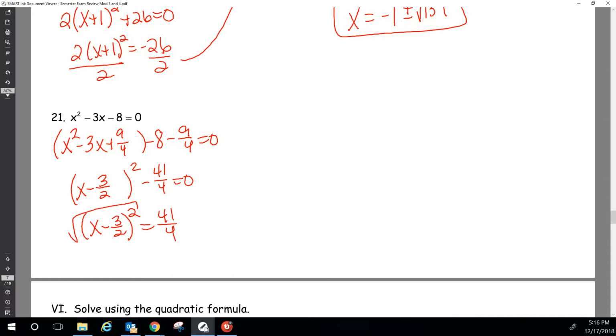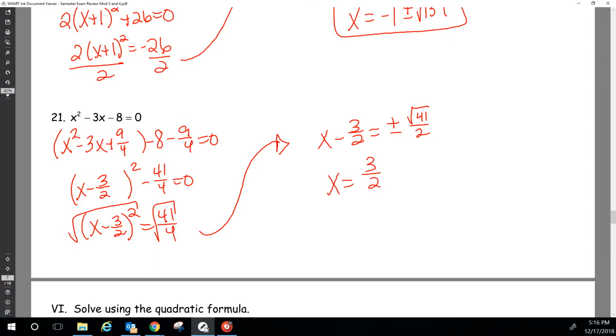We'll take the square root of both sides. I get x minus 3/2 is equal to plus or minus the square root of 41. I'm going to take the bottom out. What's the square root of 4? Hopefully you're screaming, it's 2, Miss Harris, it's 2. All right, then we're going to add 3/2 to both sides. So this is going to be 3/2 plus or minus the square root of 41/2.